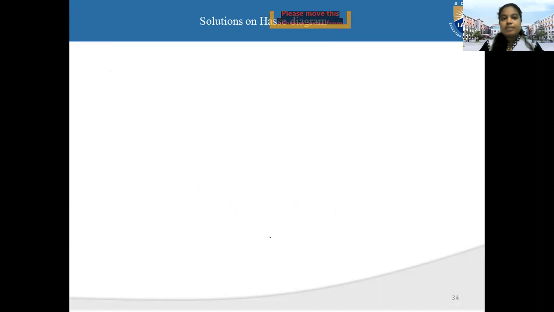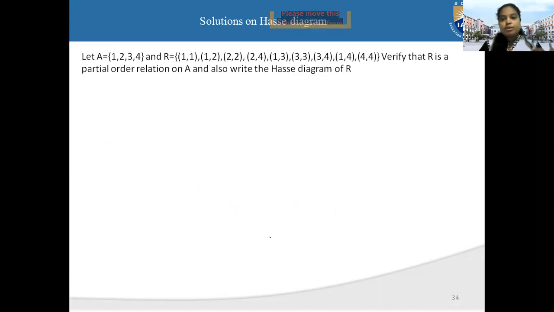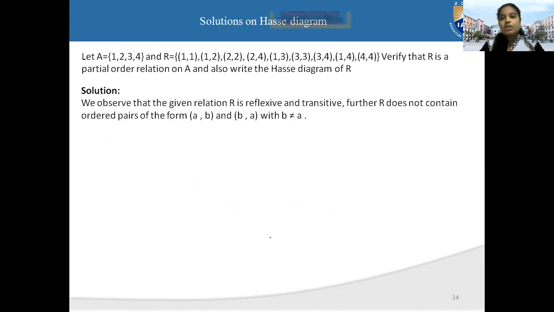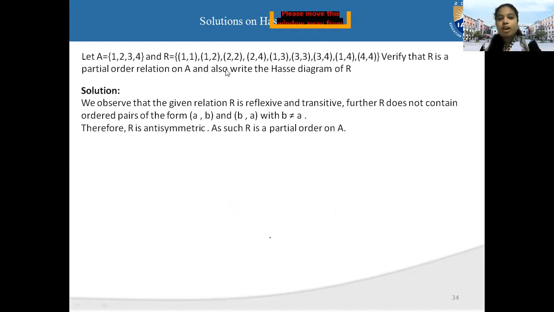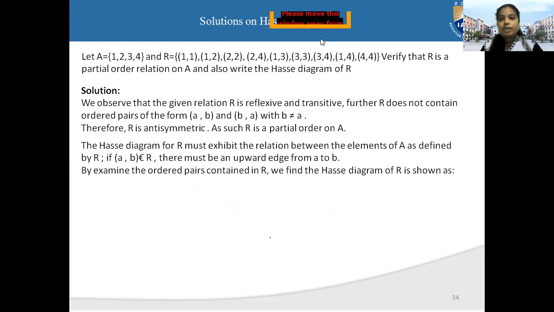So let us see one more example. By taking the first example, you have to take that relation. First you have to check whether it is a poset or not. If it satisfies poset, then you can draw the diagram. Okay. So what are the diagram rules? We already know that you have to remove the reflexive relations and transitive relations. Based on the remaining elements, you have to draw the diagram, right?